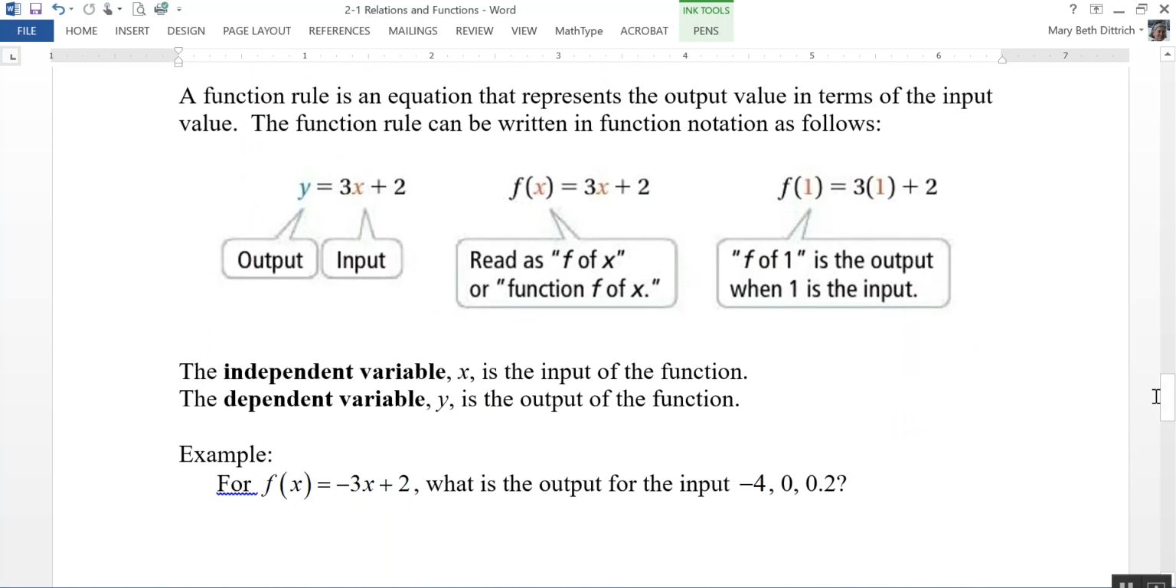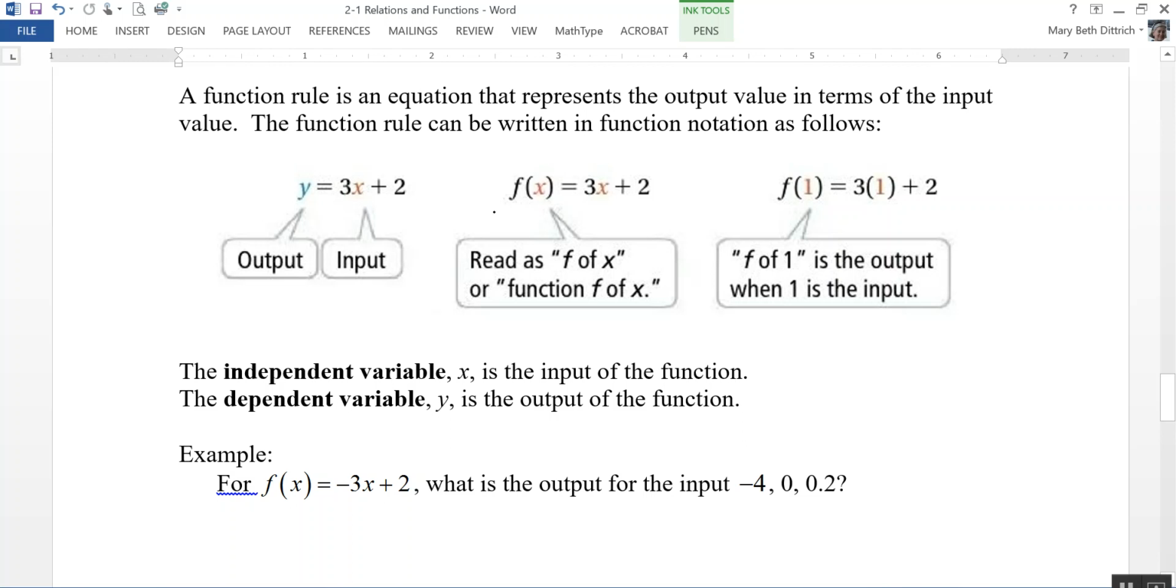A function rule is an equation that represents the output value in terms of the input value. The function rule can be written in function notation as follows. And this is probably what you're more familiar with, y equals 3x plus 2. The input is x, so you choose your values of x that you put in, and the output is y. And you probably remember this from Algebra 1 as well.